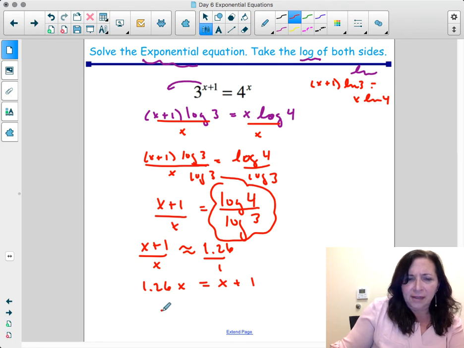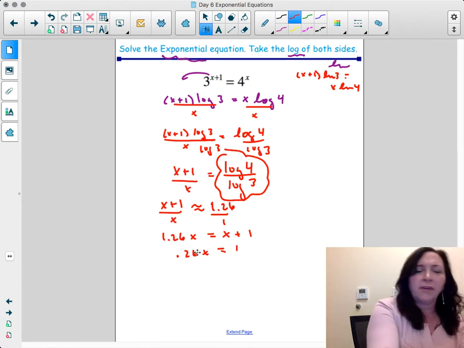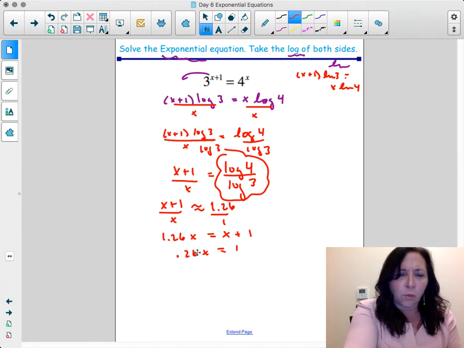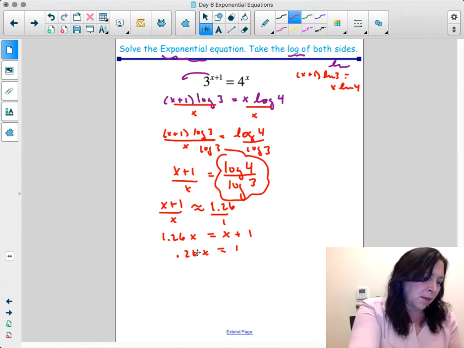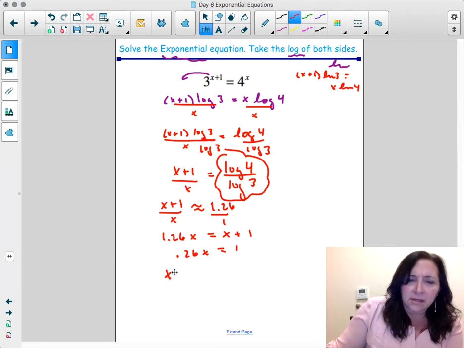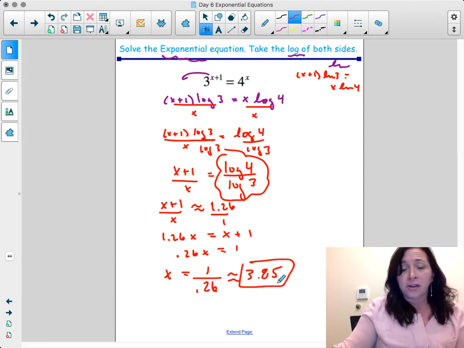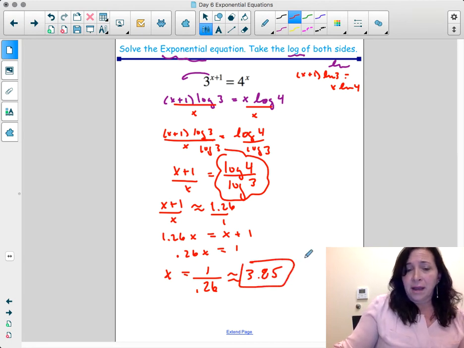I'm going to subtract x. I'm going to get 0.26x is equal to 1. I'm going to divide: 1 divided by 0.26, and I'm going to get 3.85. So x equals 1 divided by 0.26, which is about 3.85.